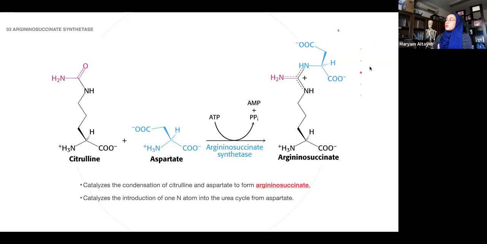Now, how many more are we adding? We're adding 1 more, which you can see here. So far, this is loaded with 4 nitrogens. And we're just going to keep adding until it can be excreted as urea.